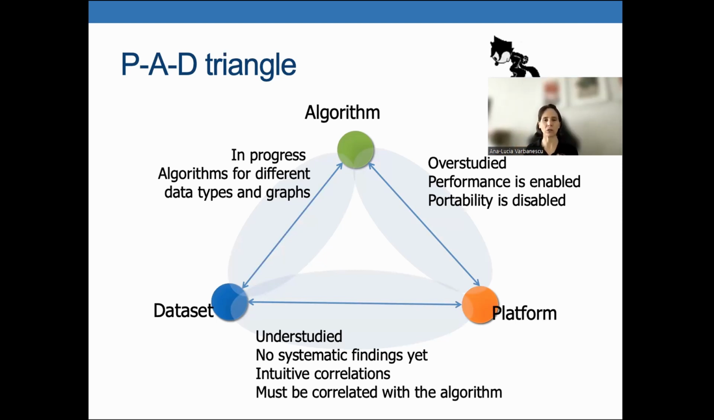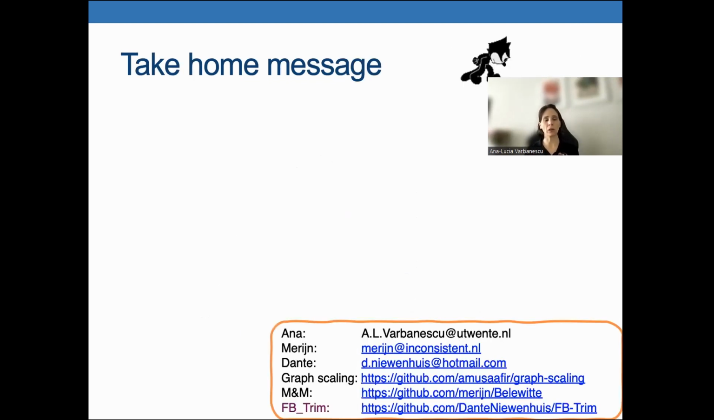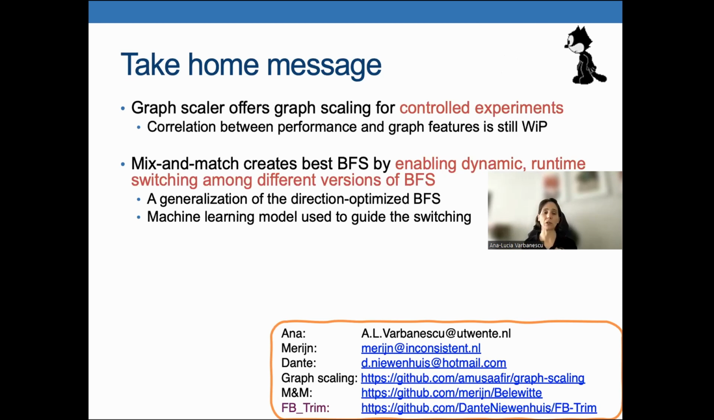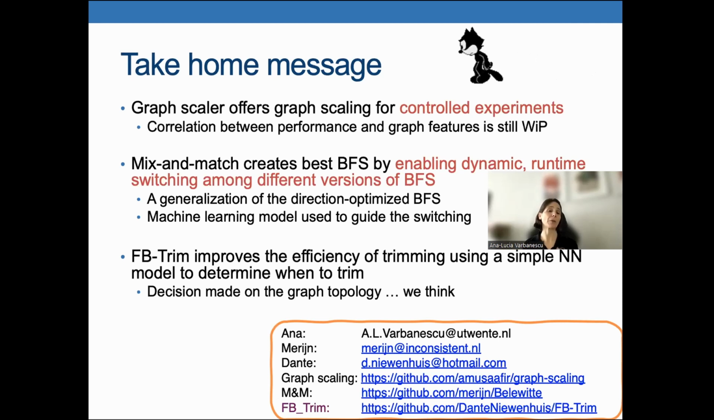But right now, it seems we're still looking into pairs of these three things and not really tackling the whole thing altogether. In terms of specifics, I showed you a little bit about our graph scaling tool, talked about mix and match and how we can create the best algorithm for BFS traversal by design. And I showed you FBTrim and how we use a very small neural network to make decisions on the fly about trimming or not trimming in strongly connected components. With that, thank you very much for listening, and I hope there are some questions or discussion points.